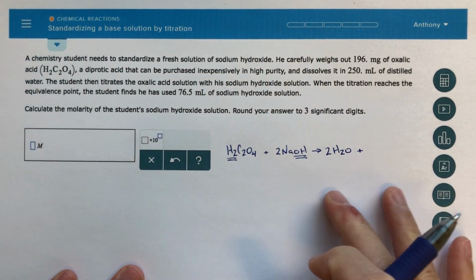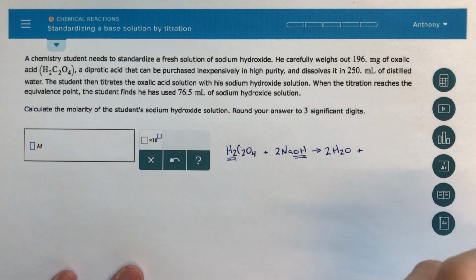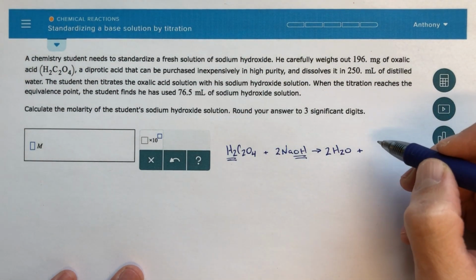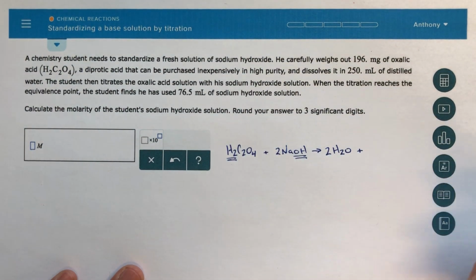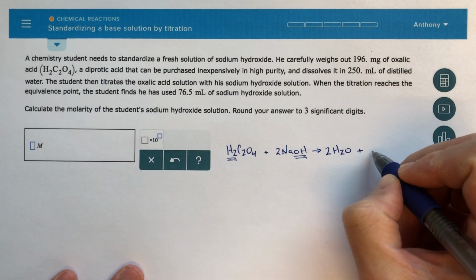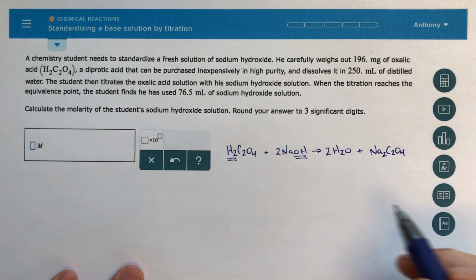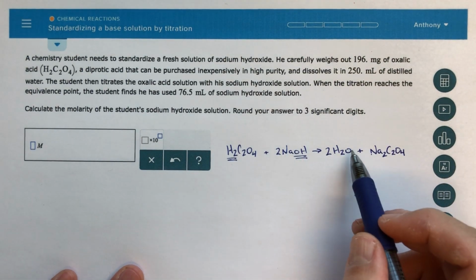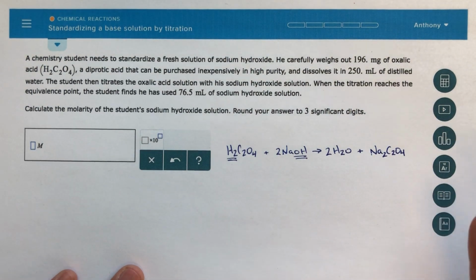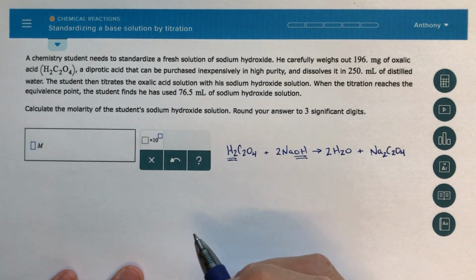So I'm writing the reaction and balancing at the same time. You don't have to do this, but once you get the hang of it, it will help you out. If you see triprotic, it's going to be 3 sodium hydroxide. If it's monoprotic, obviously just 1 sodium hydroxide. So then our other product here is going to be Na2C2O4. We could put phase labels in here if we wanted to: aqueous, aqueous, liquid, aqueous. Not totally necessary, but good to keep in mind. Okay, so now I've got a balanced chemical reaction. That's what happens in this problem.